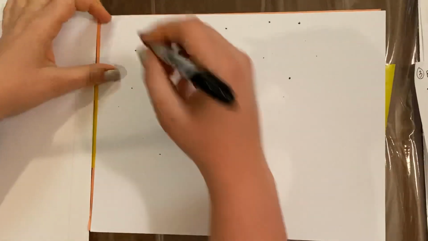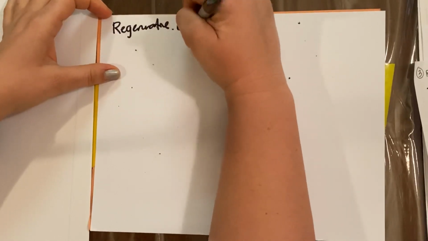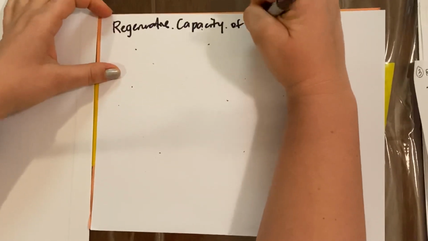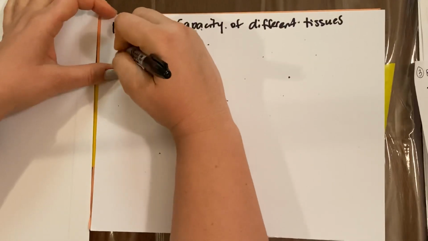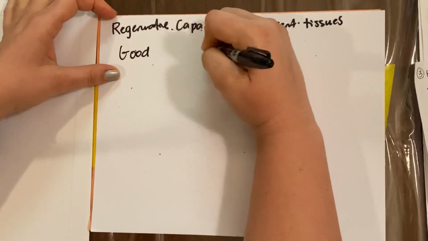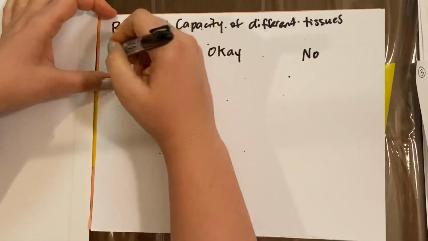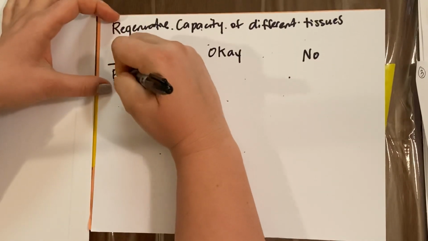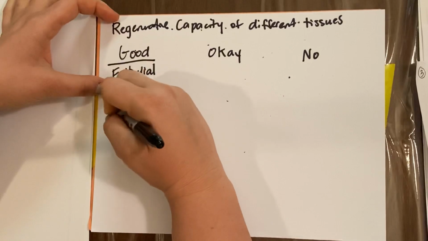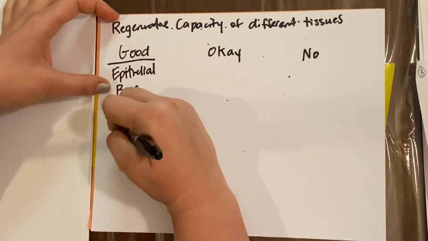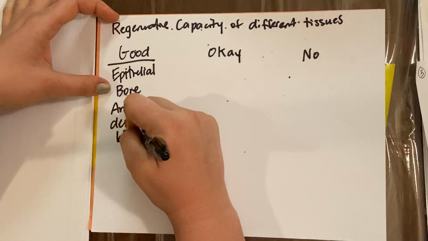Okay. Now, to end up this lecture, I just wanted to talk a little bit about the different types of tissues and how they can regenerate. So we'll call this regenerative capacity of different tissues. Okay, so we're going to say we'll have kind of three categories: the good, the okay, and kind of the no regeneration. So things that regenerate well are going to be epithelia, bone, areolar, dense irregular, and blood forming tissues.